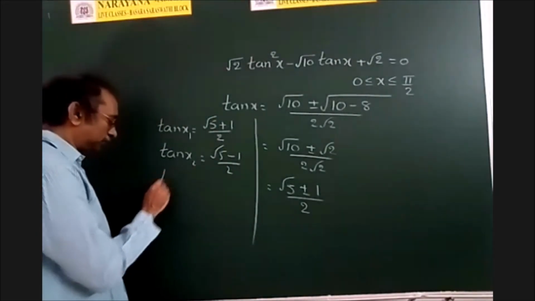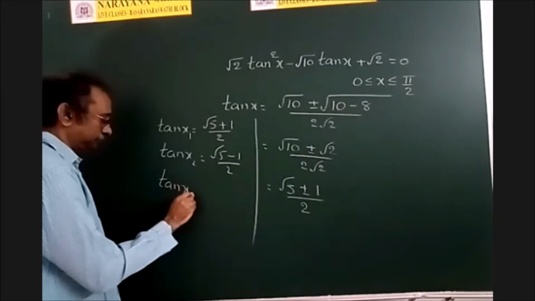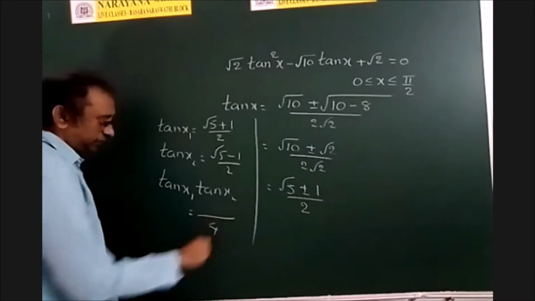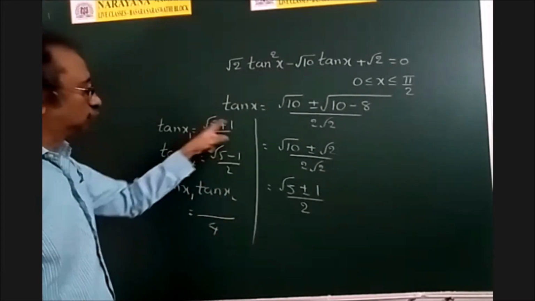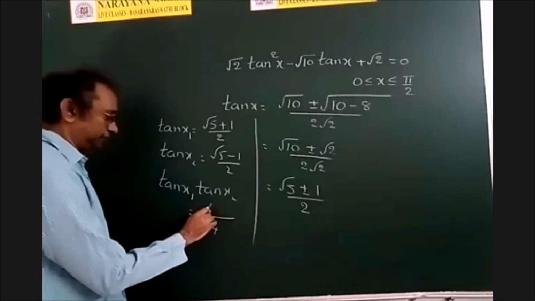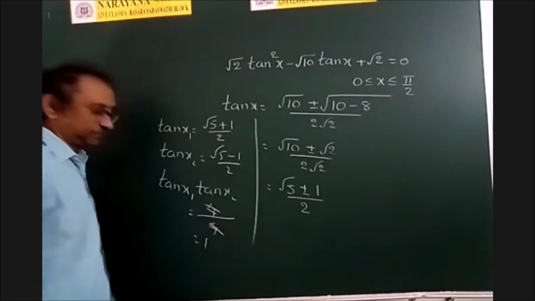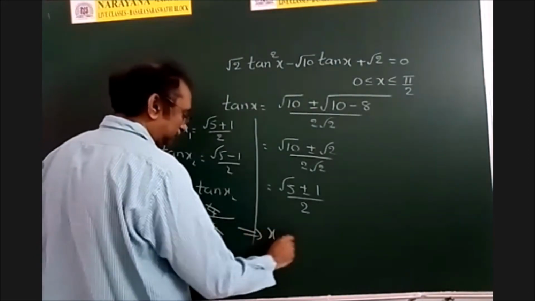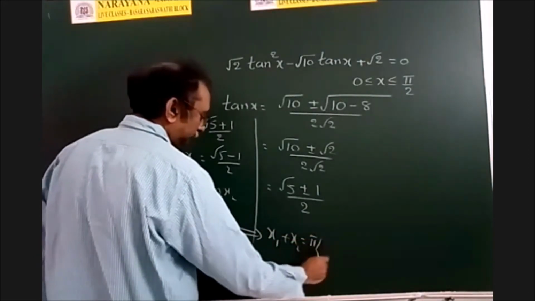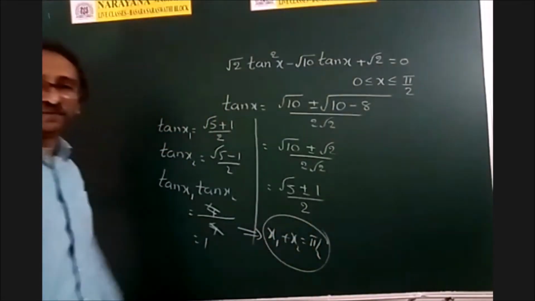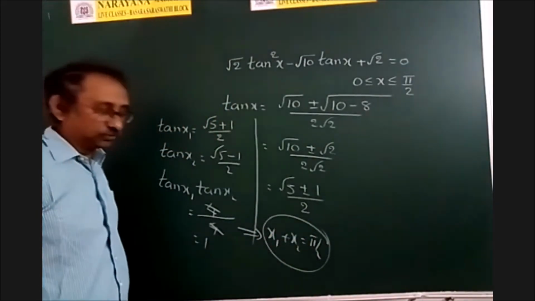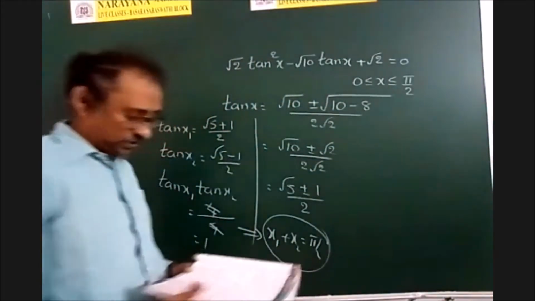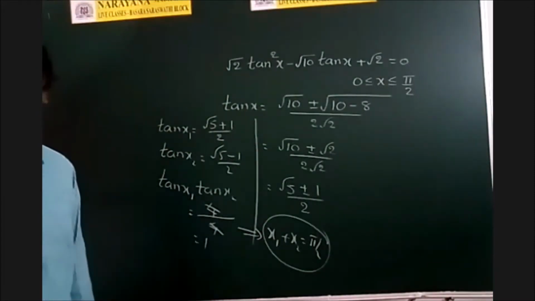Okay. And now what about the product? So tan x1 into tan x2. Denominator is 4. Numerator is root 5 plus 1 into root 5 minus 1. That is 4. So 1. So tan x1 into tan x2 is equal to 1 means x1 plus x2 is equal to pi by 2. So see the options now. Two solutions x1 and x2 exist, and x1 plus x2 is equal to pi by 2. Okay.